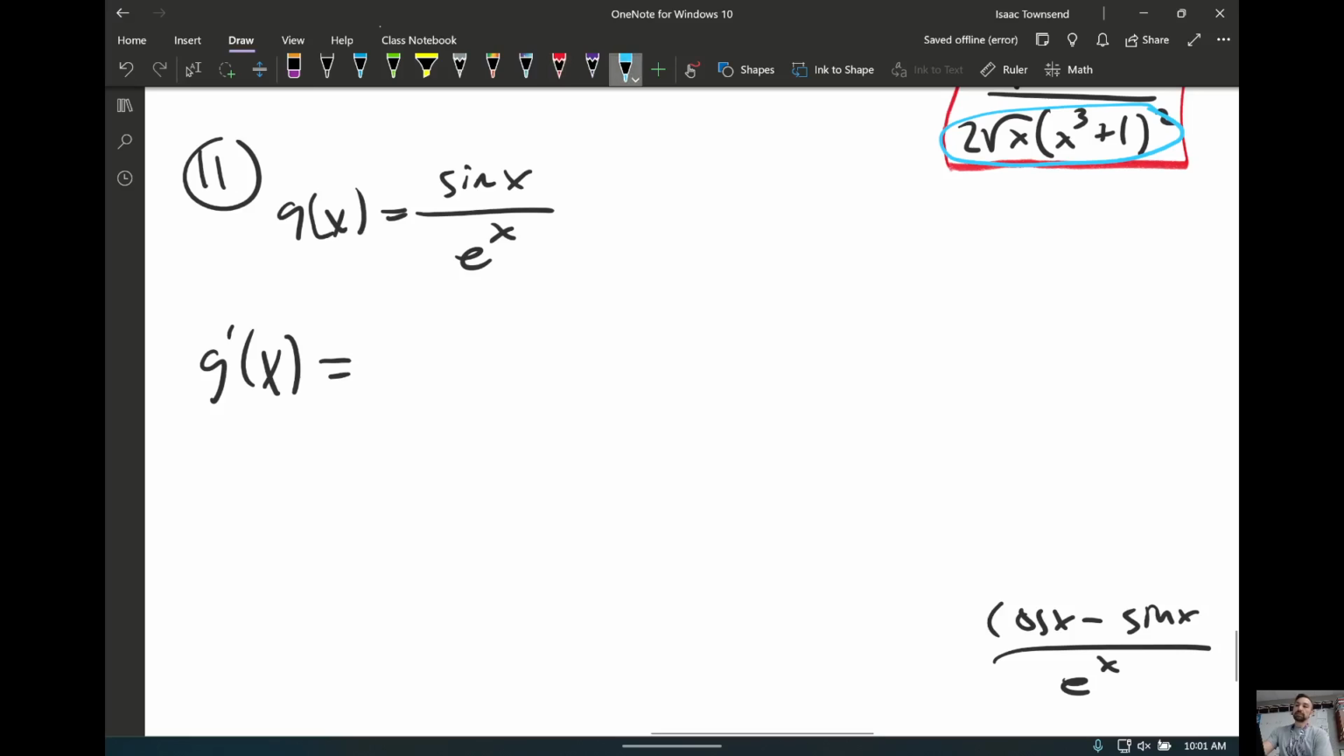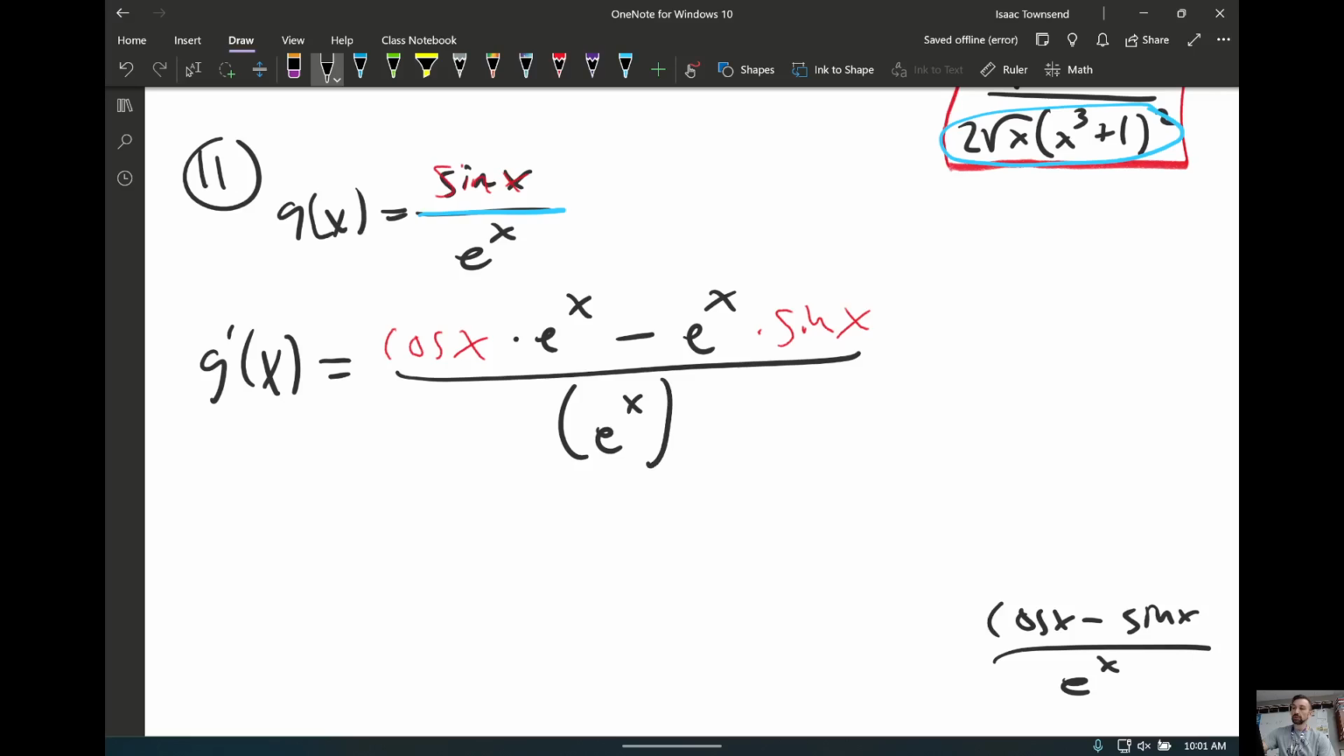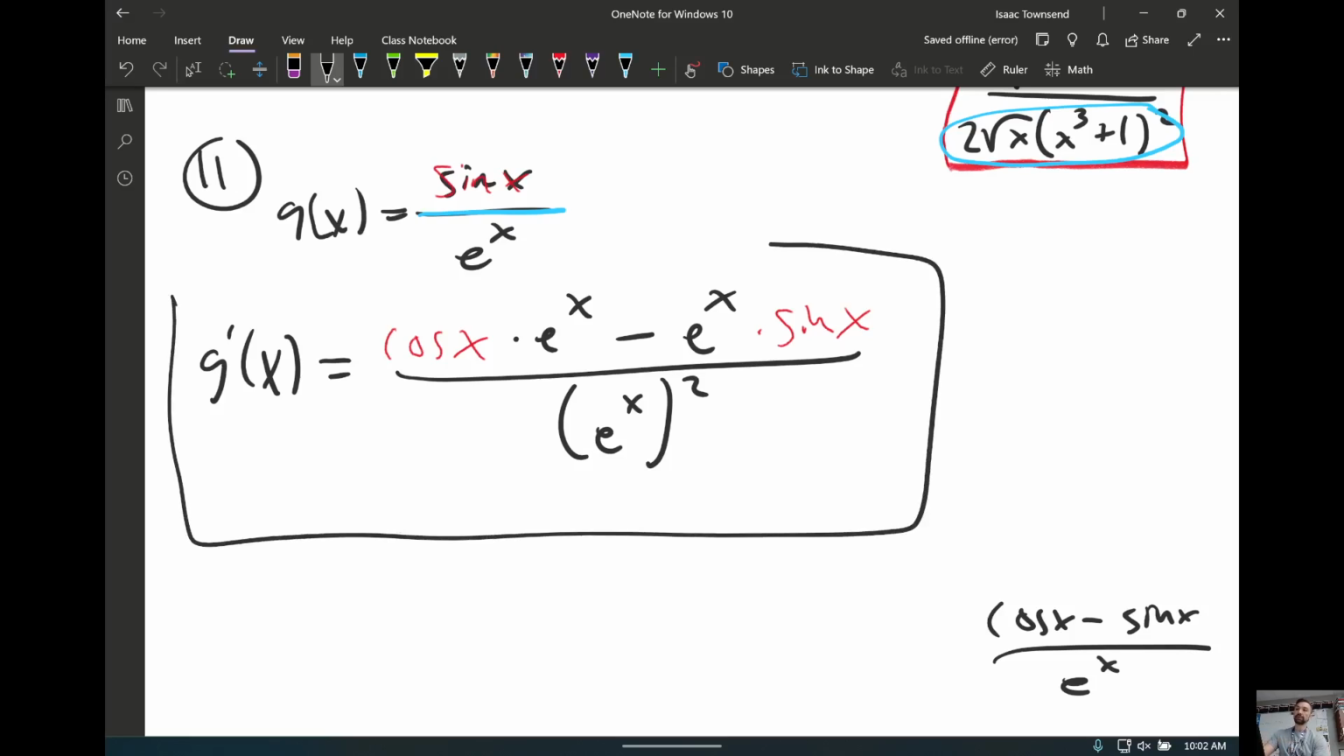Okay, so this guy has to be quotient rule again, something divided by something, and I want the derivative. So derivative of the top times the bottom left alone looks like this. Then minus the derivative of the bottom times the top left alone looks like that. And then you put the whole thing over the denominator squared, which looks like this. Technically, this is the derivative. So if this was a free response question and it said find the derivative, technically that's the derivative.